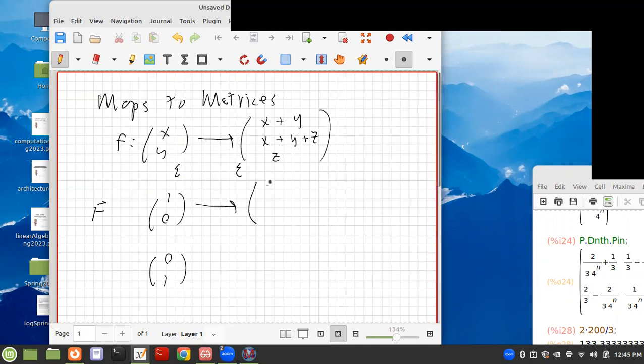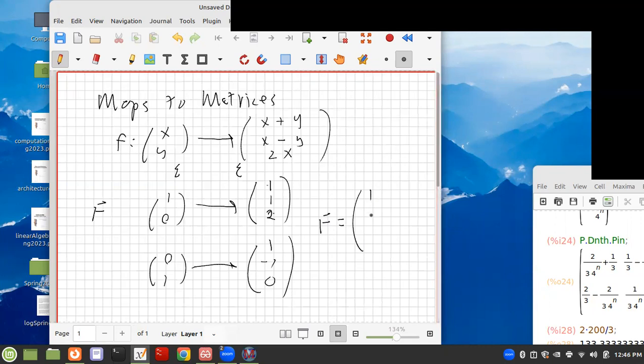Well, this is going to be 1, 1, which doesn't make any sense. There's no Z here. So let's do an actual map that makes sense: X plus Y, X minus Y, and say 2X. Then the image would be 1, 1, 2, and the following one would be 1, minus 1, and 0, right? So therefore, F would just equal 1, 1, 2, 1, minus 1, 0.